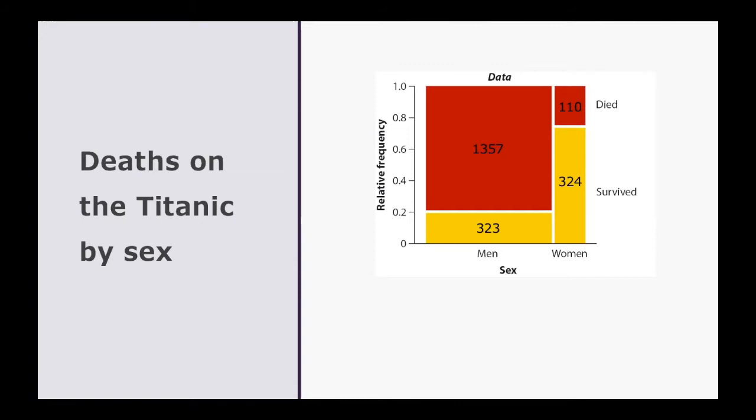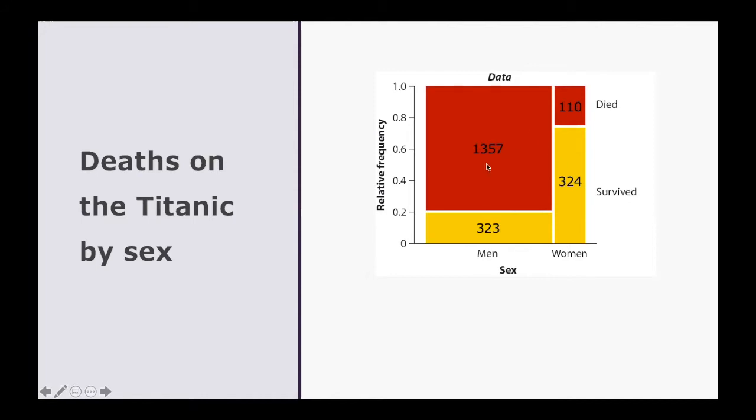So for example, we might test for an association between whether or not an individual died in the sinking of the Titanic and whether they were a man or a woman. Here we've plotted the data using what's called a mosaic plot, where the size of the box represents the number of individuals in that category. So we can see, first of all, that there were many more men on the Titanic than women. That's why this bar is thicker than this bar here. And you can see that also by the numbers in these cells.